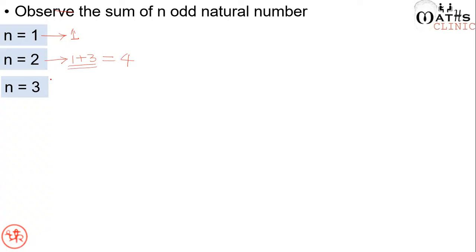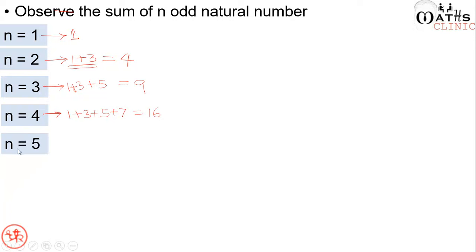So which are the first 3 odd numbers? Tell me. 1 plus 3 plus 5, and it is equal to 9. Right? Then what? N is equal to 4. So what will come? N is equal to 4, so it would be 1 plus 3 plus 5 plus the next odd number, 7, so it is equal to 16. Is that clear? Then N is equal to 5. So 1 plus 3 plus 5 plus 7, and our next odd number is 9. So it is equal to 25.